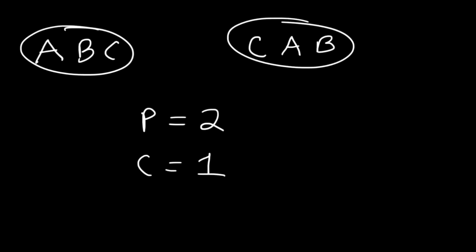So just make sure you understand that for a permutation, the order matters, the way you arrange it matters, and for a combination, the order doesn't matter. You just want to combine things. So if you have ABC and CAB, you still have the same three letters combined in a group. So for a combination, they're the same.